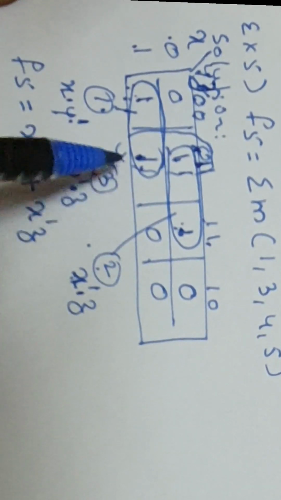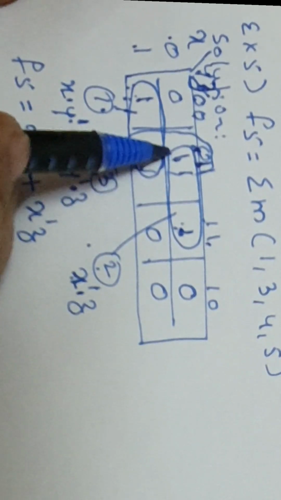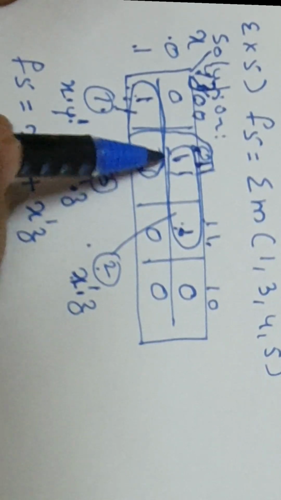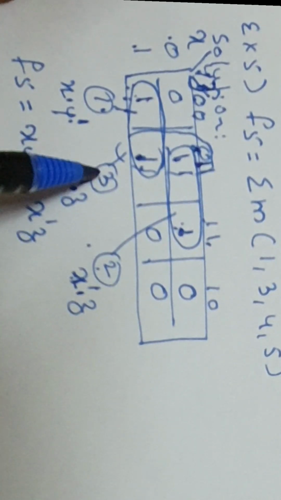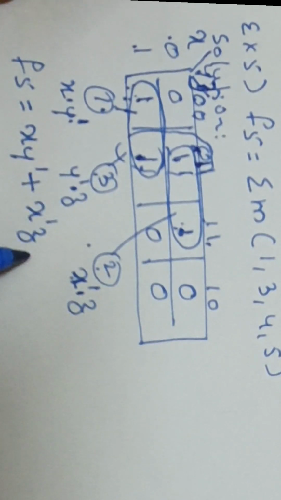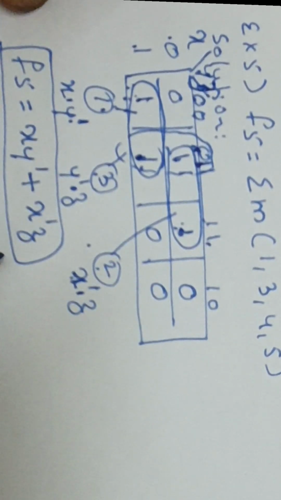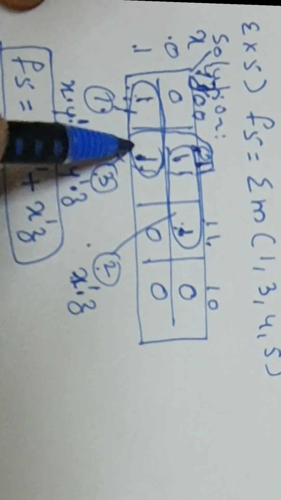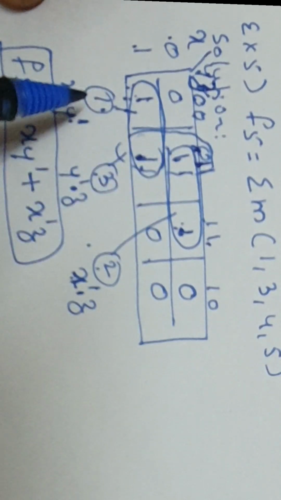So in group 3, what happens? Two members are there. Once they belong to this and other groups also, means both are covered in other groups. Hence 3 is called a redundant group. It should not be included in the final expression. So the final expression is F = xy' + x'z. No need of drawing this group. Only these two groups are to be drawn.